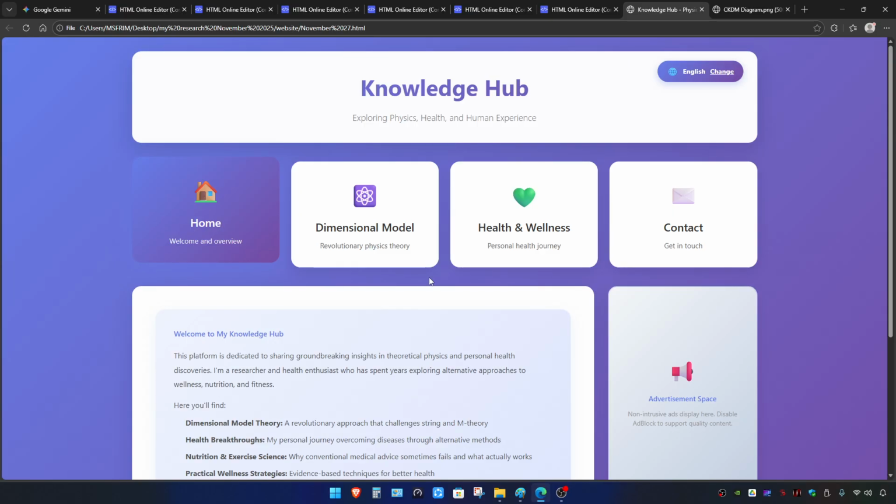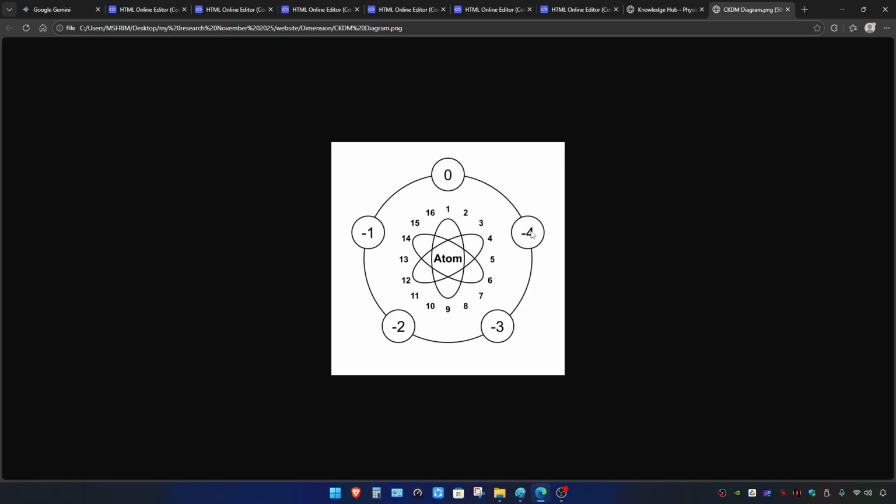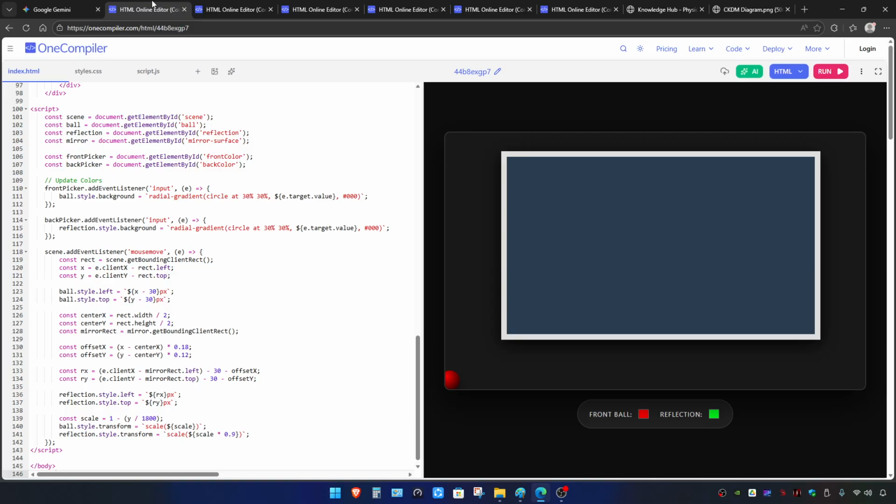The topic of today's video is going to be about the fourth dimension of the CKDM model. Now you might be wondering, what is the fourth dimension going to be, and how is it going to be different compared to the other models, like space-time we know about? But before going to that part, let's see how many types of animation are here today.